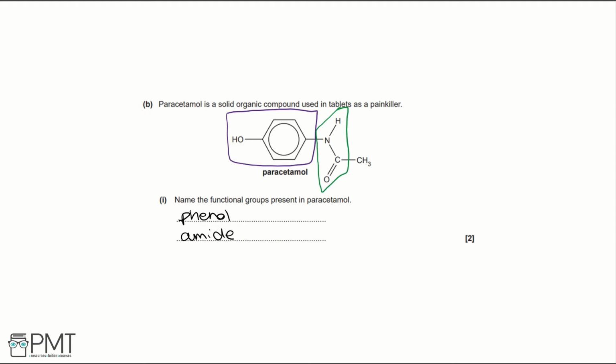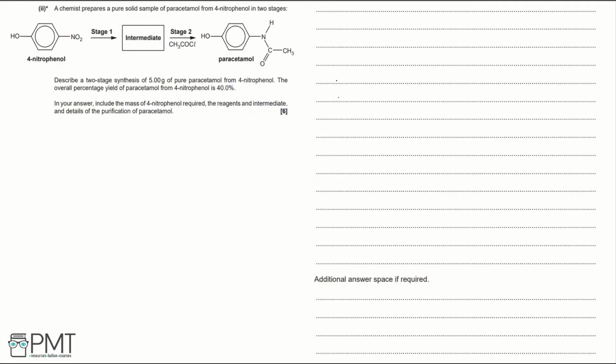To get the 2 marks for this question, you get your first mark for saying phenol and your second mark for saying amide.